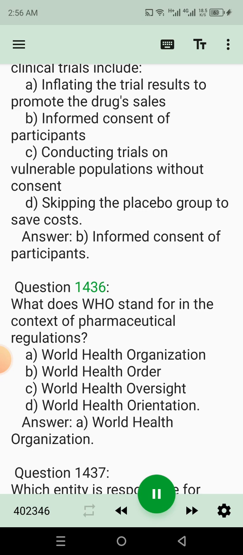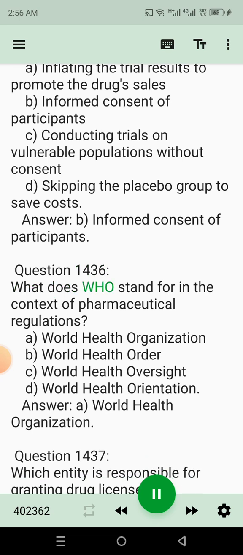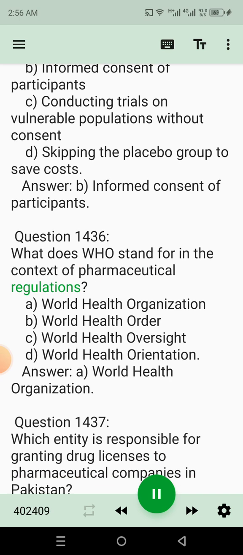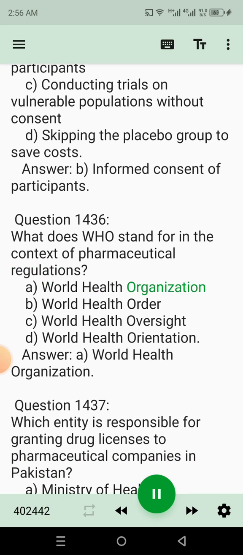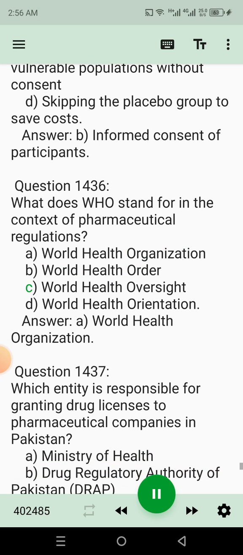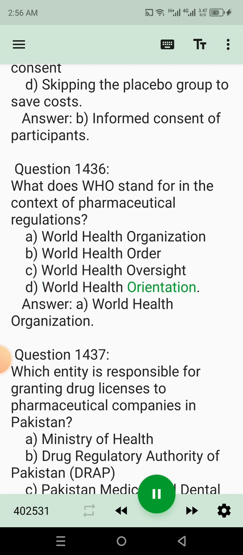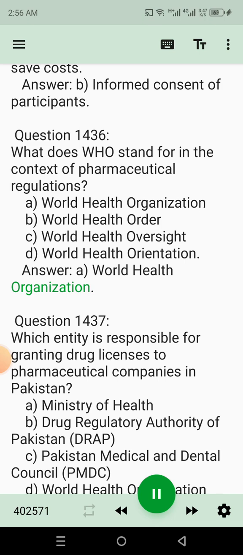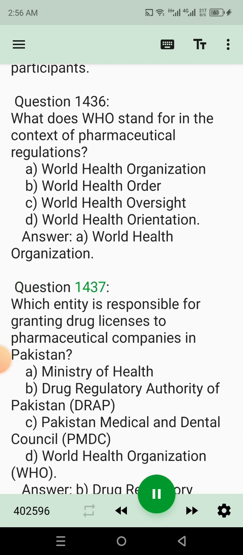Question 1436. What does WHO stand for in the context of pharmaceutical regulations? A. World Health Organization. B. World Health Order. C. World Health Oversight. D. World Health Orientation. Answer. A. World Health Organization.